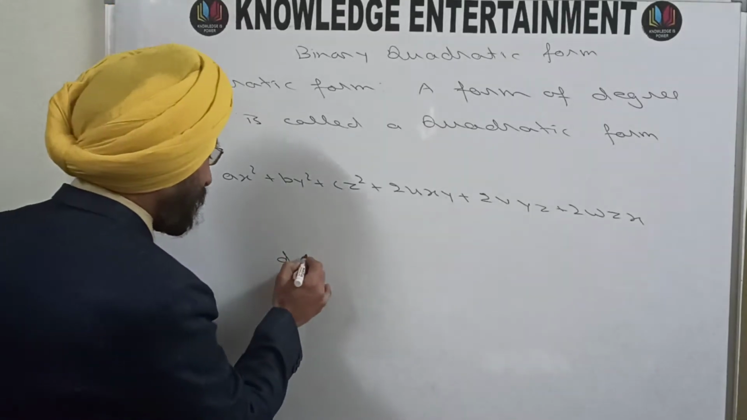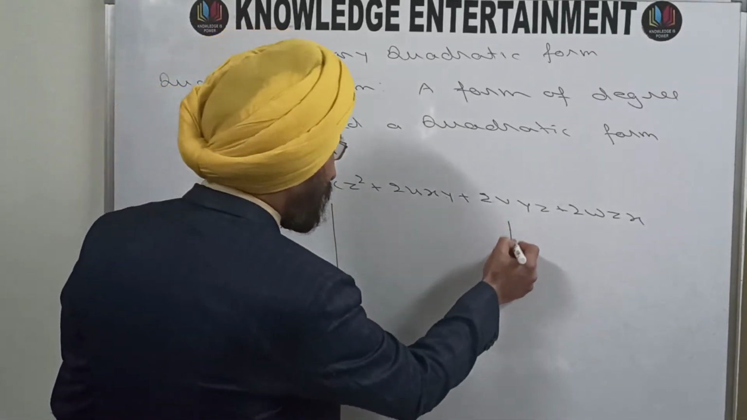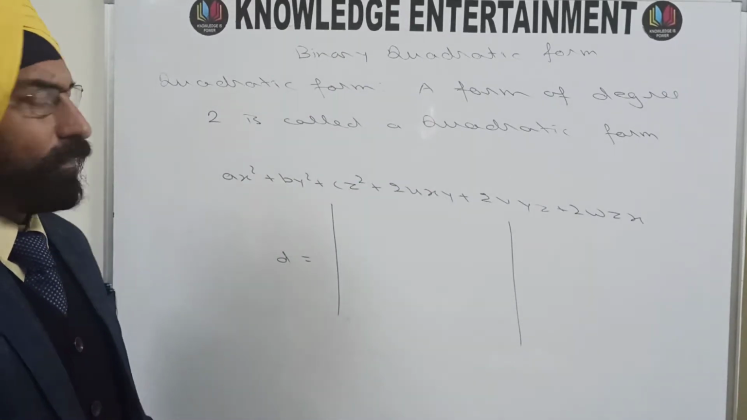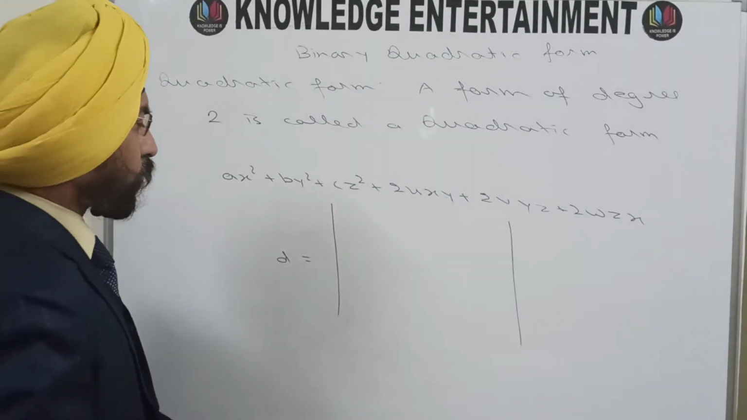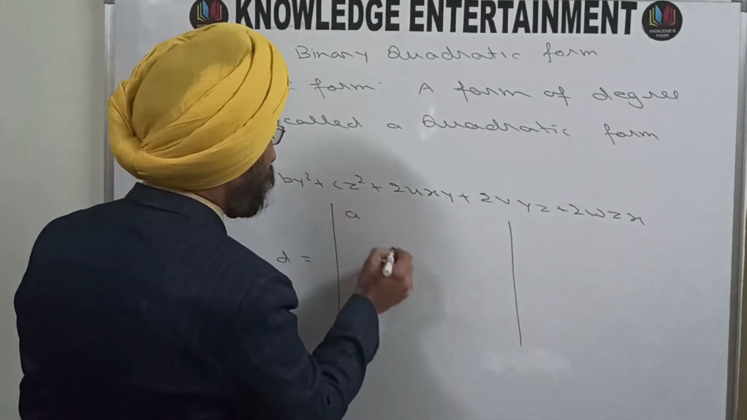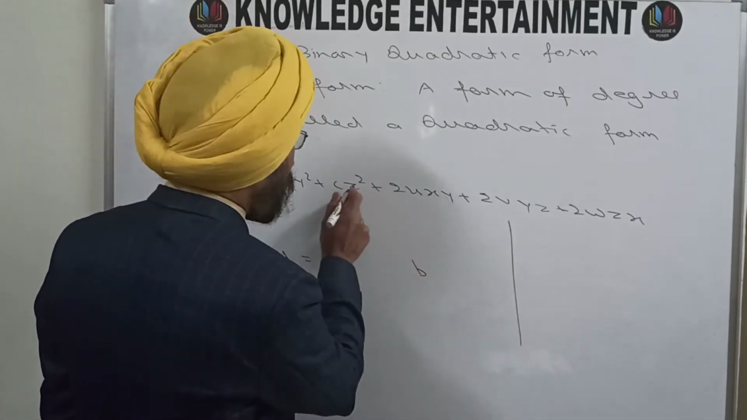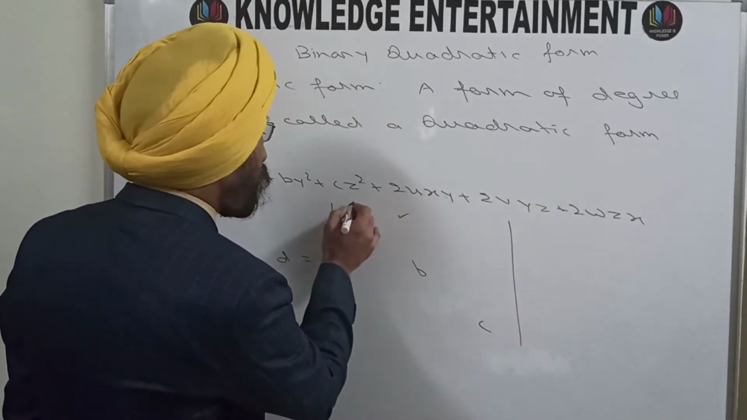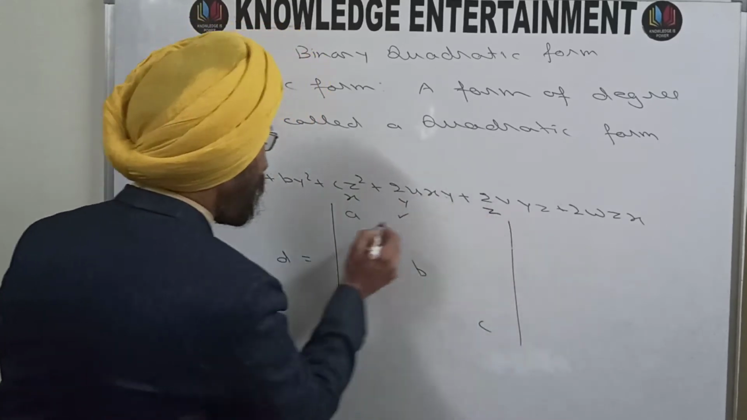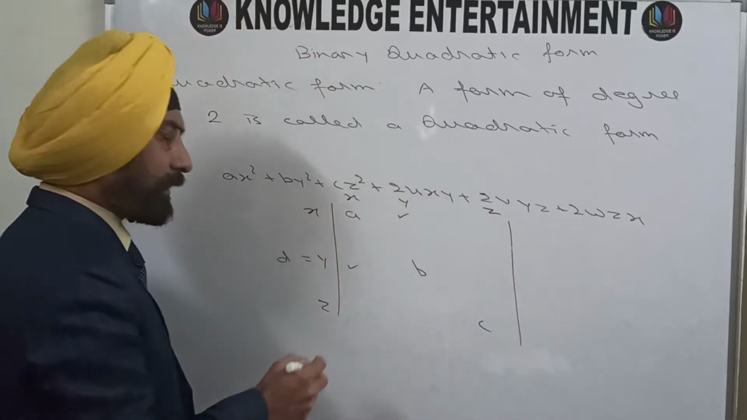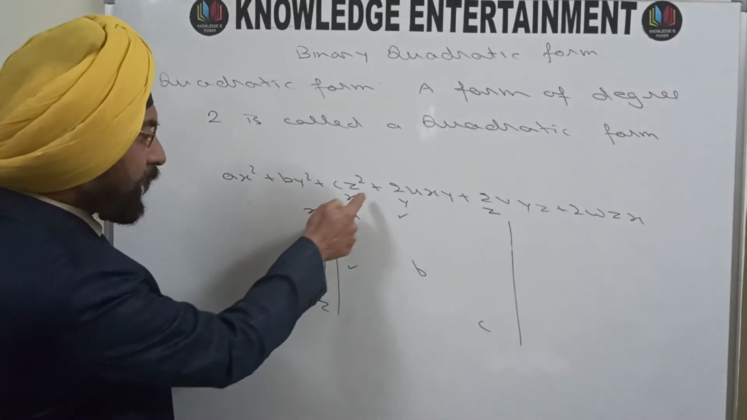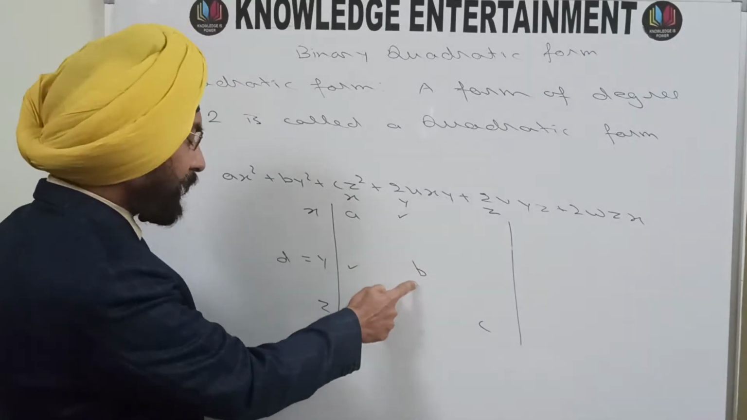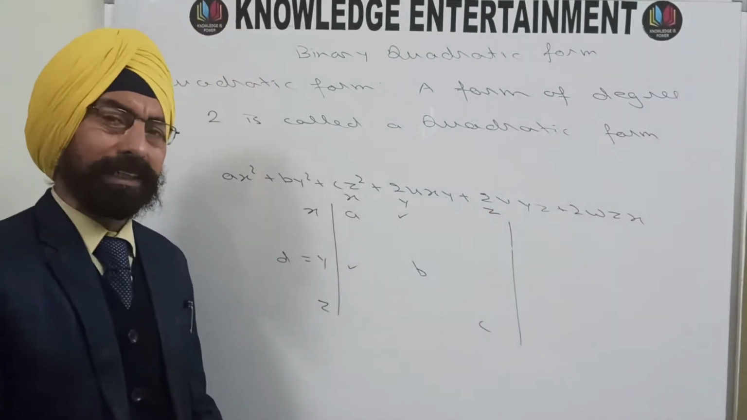And how to obtain this determinant? It is in the diagonals. You just write down the coefficients of x square, y square, z square. So coefficient of x square is a, coefficient of y square is b, coefficient of z square is c. Now this place is reserved. You write here x, y, z, and you write here x, y, z. So the coefficient of x into x, that is x square, is being written here. The coefficient of y square is being written here. The coefficient of z square is being written here.